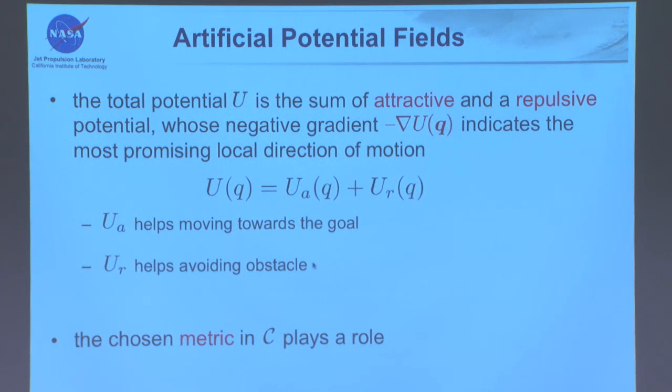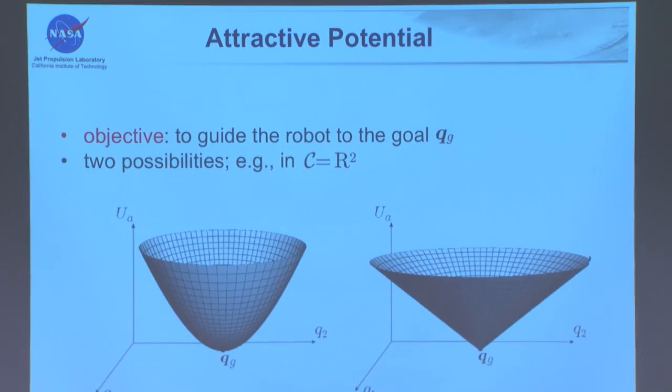Usually, you define a metric, like how far you are from your current position to the obstacle, and these potentials are functions of this distance metric. So how you define your metric is very important in this case. These are some typical potentials to define attractive potentials. Here it's a parabola, and here is conical.